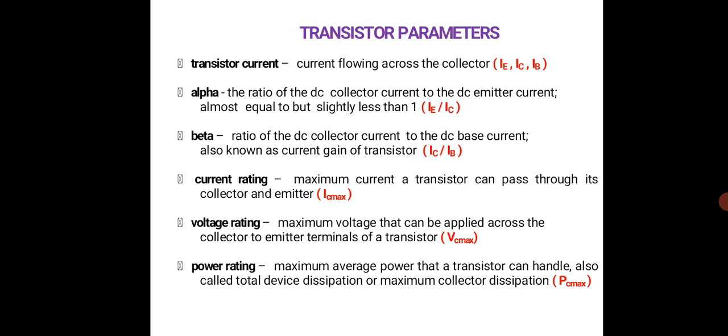So current rating. What is the current rating? This is the maximum current of a transistor that could pass through its collector and emitter, which is represented as IC max. Similarly, we have a voltage rating, which is the maximum voltage that can be applied across the collector to emitter terminals of a transistor. And similarly, we have power rating. This is the maximum average power that a transistor can handle, and it is also called total device dissipation or maximum collector dissipation. So these are various transistor parameters, quite commonly used, such as alpha and beta.